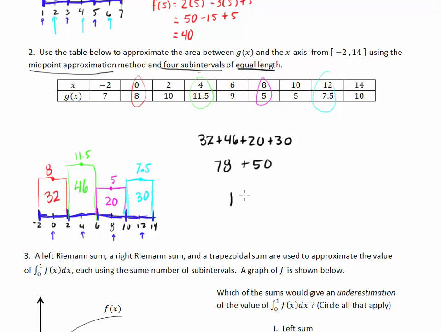So let's see, this is 78, and that's 50, so 138. Can I math? Nope. I can't math today. That's 128. There we go, 128. So that'll be our approximation for whatever this function looks like. Kind of weird looking, right? I don't care what it looks like, but that's the approximation that we would get using the midpoint approximation method.